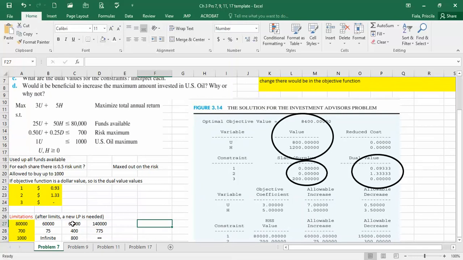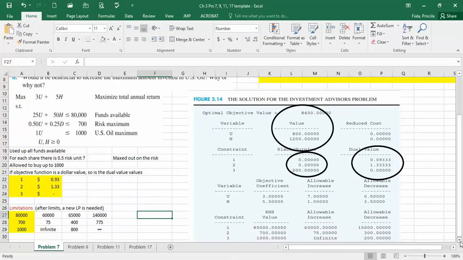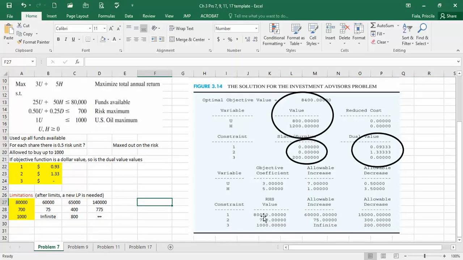Always the decrease, the allowable decrease, means what you subtract from your actual right hand side value, these values over here, which are the same as this one. So your allowable decrease should come first and then the allowable increase. Okay, it tells you right here that as long as we stay in this range, the dual value will remain the same. Otherwise, they call this the range of feasibility.